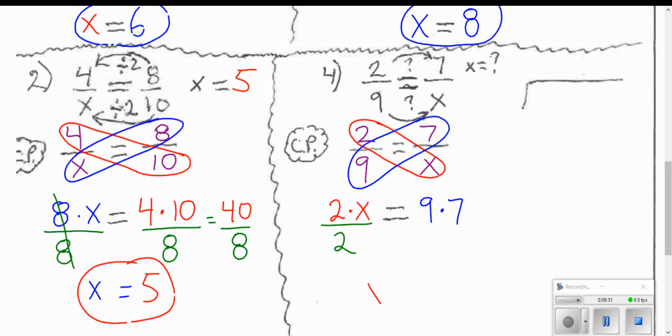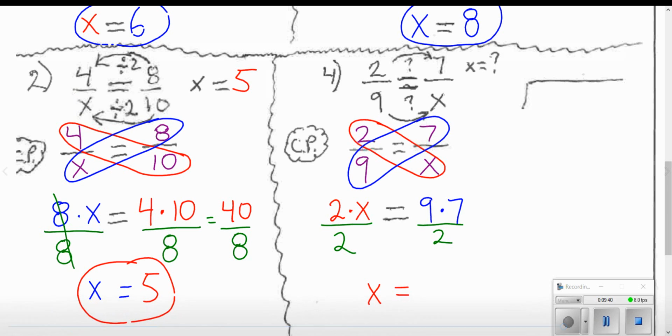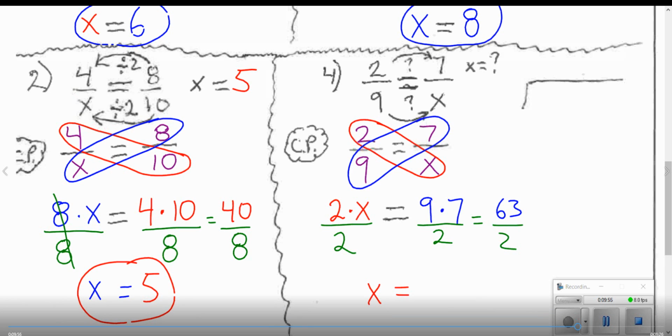And 2 divided by 2 is just 1, so I have 1x. On the other side, I divide by 2. And I can't reduce right away, so let's see. 9 times 7 is 63. And I want half of 63. Now, if you cannot figure that out, you would use long division. Some of you can figure it out, but if you could not, the top number goes in the box, 2 on the outside, the decimal point is right there, and bring it straight up.